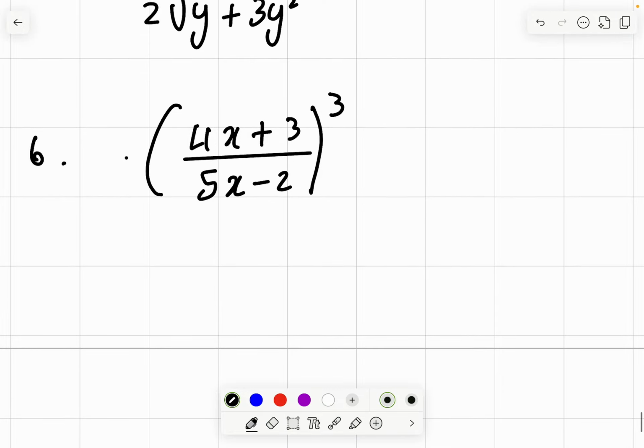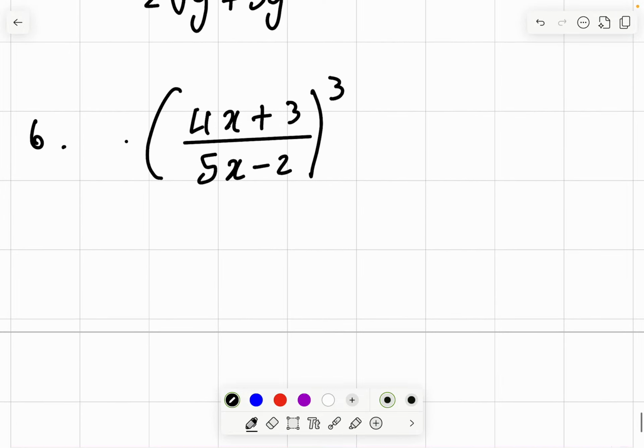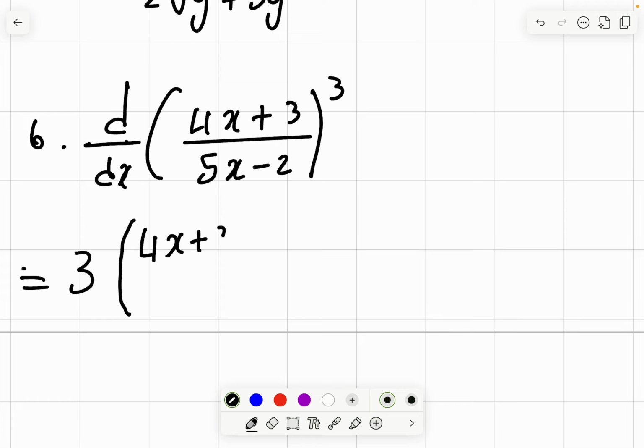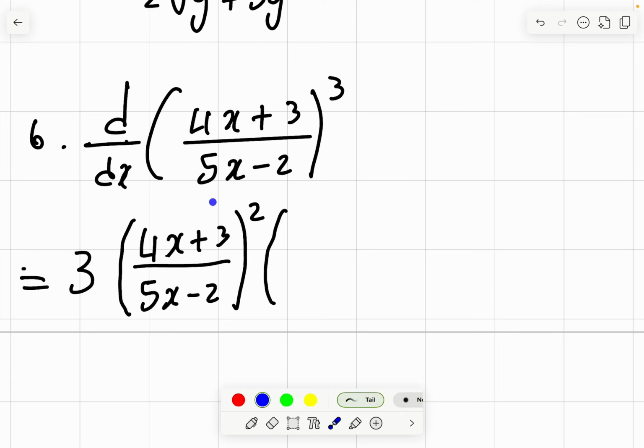So you are going to say d over dx equal to, you drop the 3. After dropping the 3, you leave the inner function. You subtract 1 from the 3, you're left with 2. You multiply by the derivative of whatever is inside. So how can you derive this thing? For you to derive this thing, you have to use the quotient rule. So the derivative of that thing, I'm using the quotient rule.